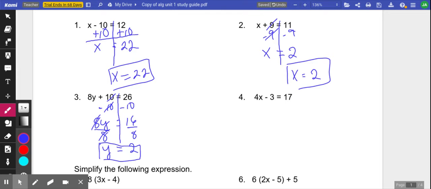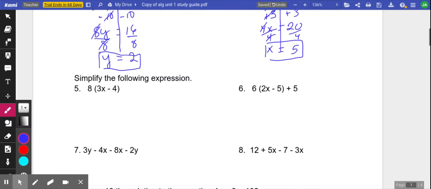All right, so for number 4, it's the same idea. We want to get the x term alone first. So we have 4x minus 3, so we'll do the inverse operation of subtraction, which is addition. So we're going to add 3 to both sides here. So we have 4x equals 17 plus 3, which is 20. And then we're going to divide by 4 on both sides like this. And x equals 20 divided by 4, which is 5.